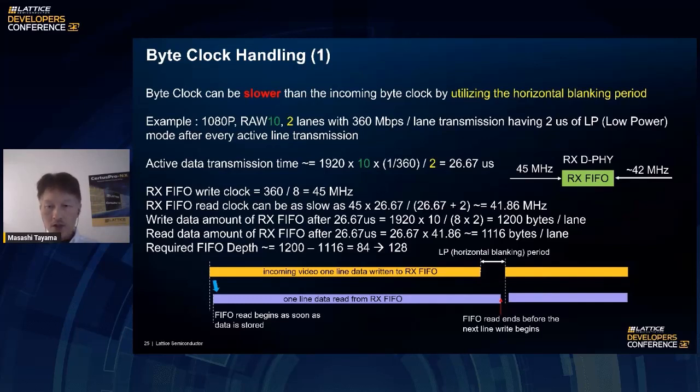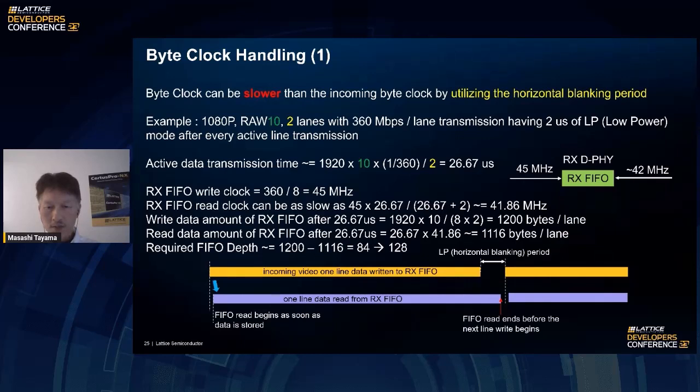Here, I'd like to explain 2 scenarios. The first case is that the internal byte clock is slower than the byte clock obtained from the incoming MIPI clock. We can use the RX FIFO inside of the RxD5 IP to absorb the timing difference, if we have enough horizontal blanking period between 2 video lines.